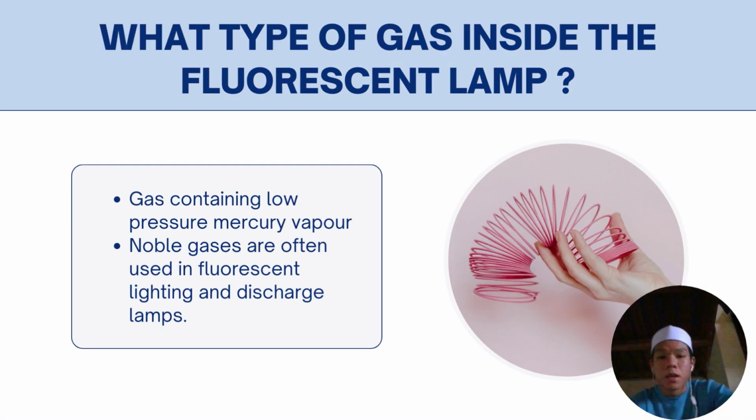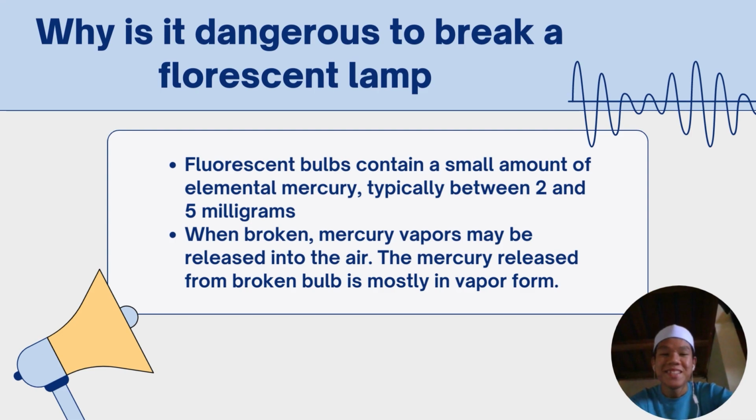What type of gas is inside the fluorescent lamp? The gas contained in a fluorescent lamp is low-pressure mercury vapor. Besides that, noble gases are also found in fluorescent lamps. This is because noble gases such as argon are unreactive elements and often used in fluorescent lighting and discharge lamps. Why is it dangerous to break a fluorescent lamp?